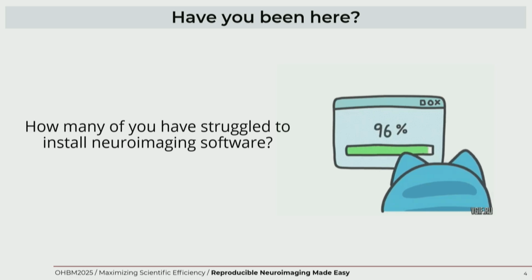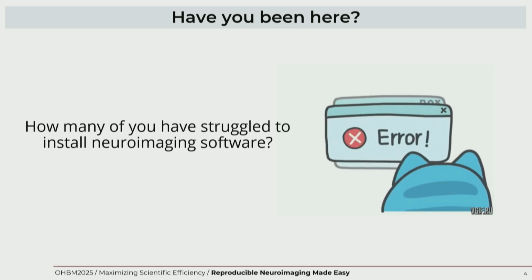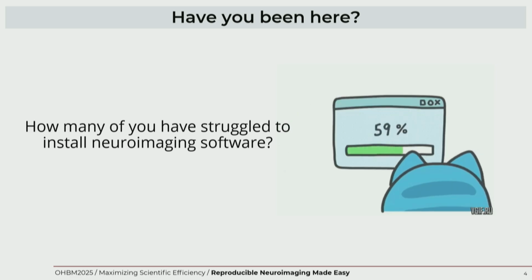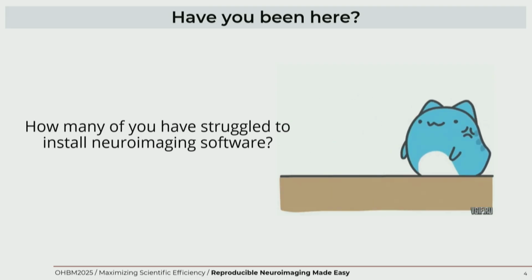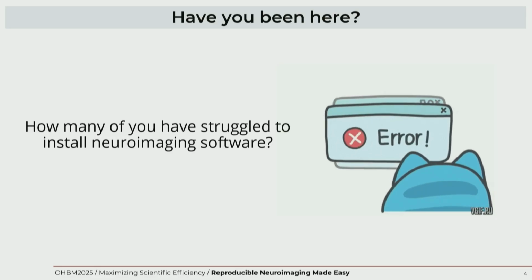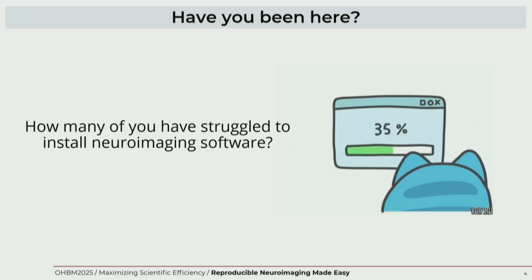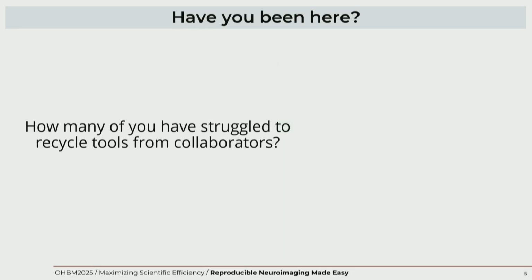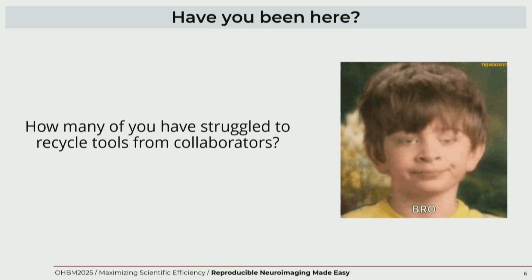And if you struggle to install this software on your local computer, you might think that you would never port your analysis to HPC clusters. But hey, let's say that installing this standard neuroimaging software wasn't that bad. What about more specialized tools, like something developed by a collaborator or a lab mate? How many of you have struggled to reuse these tools from your collaborators? I would say it's a bit worse, right? And I would imagine it wouldn't be possible without their help.